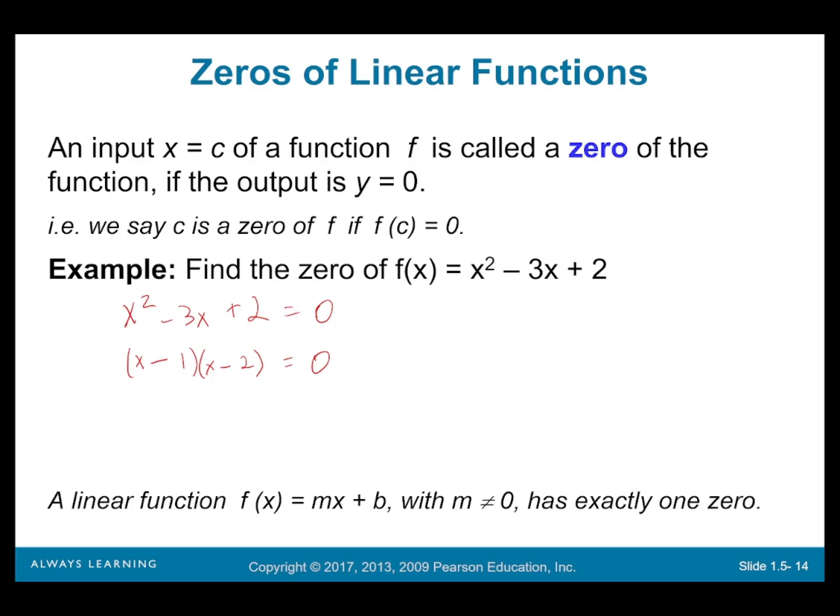Now, when I have two things that multiply to 0, I set each thing equal to 0, and I end up with x equals 1 and x equals 2. Therefore, my solution set is both x equals 1 and x equals 2. I say solution set to when it equals 0. These are what we call the zeros of f, or function. And any linear function that has a non-zero slope has exactly one zero, always.